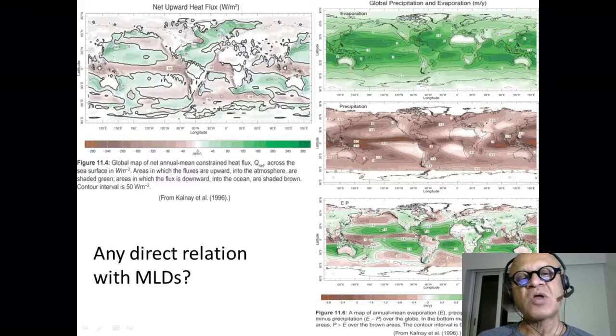Data is always a problem here in the Southern Ocean. Nonetheless, we can also look at evaporation, precipitation, and E minus P here. If E minus P is positive, that's always a good sign. Means it's basically an evaporative region which increases salinity. So it's just consistent with the salinity we saw already.